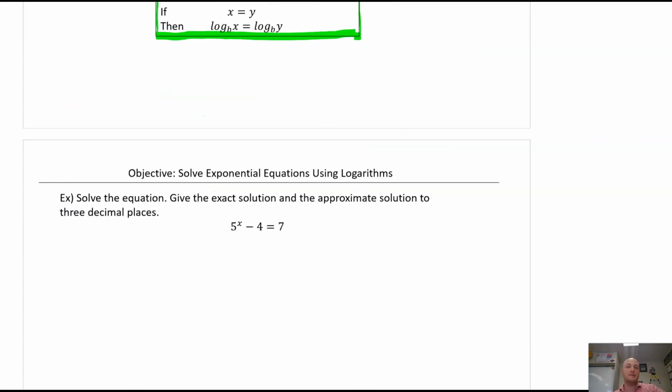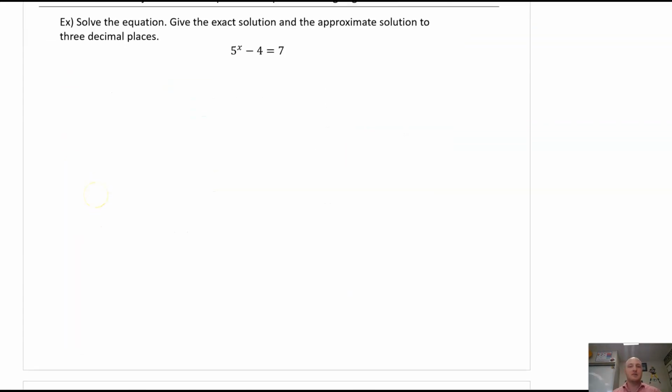So let's look at an example. Here is our first example, and we're asked to solve the equation, giving the exact solution and the approximate solution to 3 decimal places. I'll go over both here. The first thing I need to do is isolate my exponential expression. So I'm going to add 4 to both sides, giving me 5 to the power of x is equal to 11.